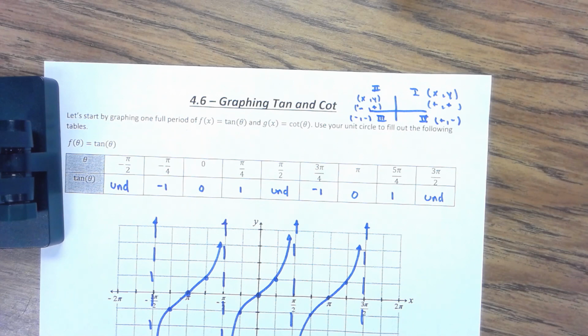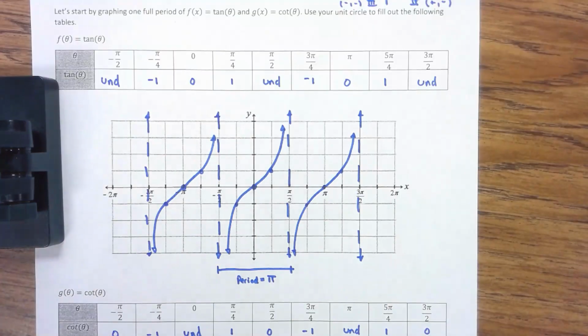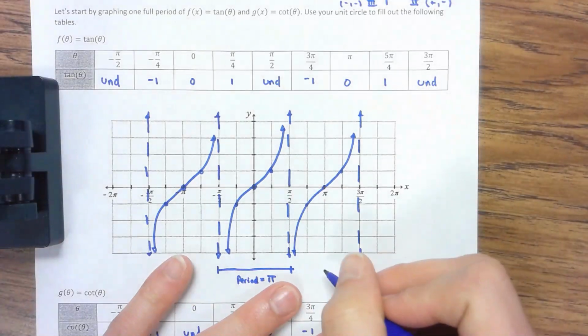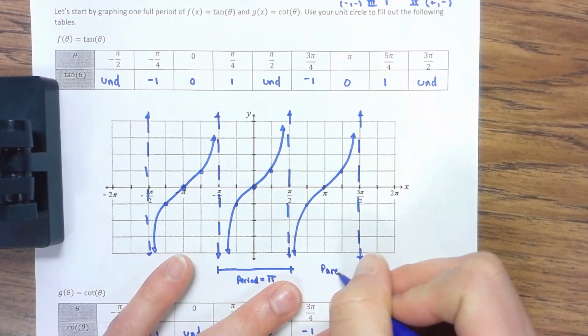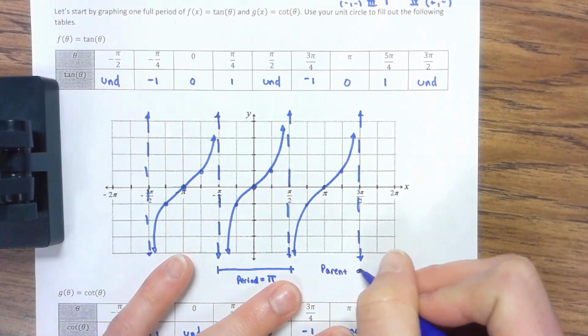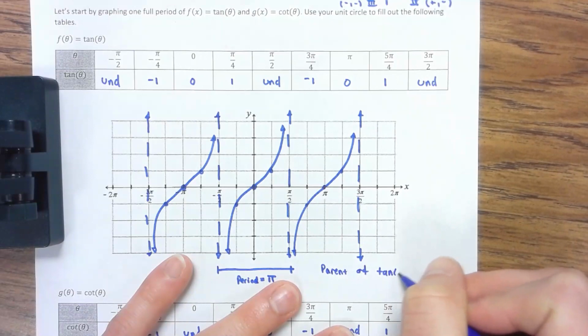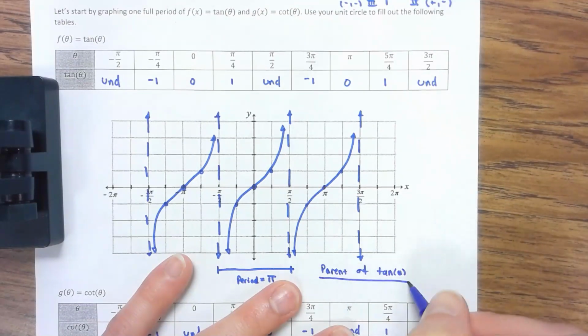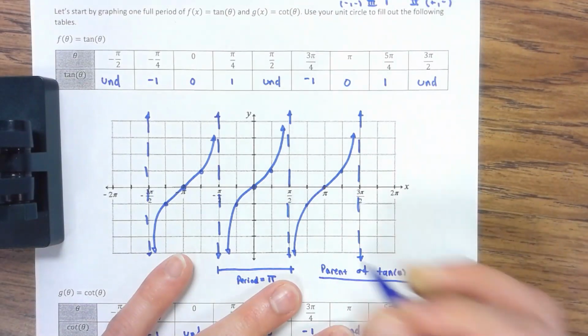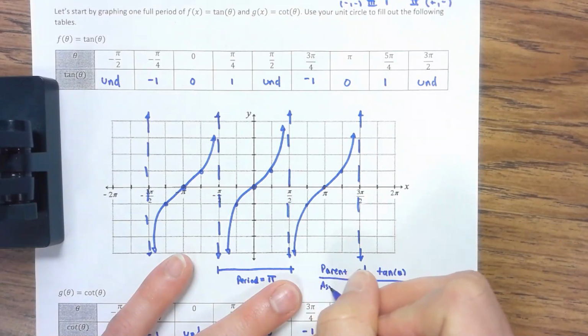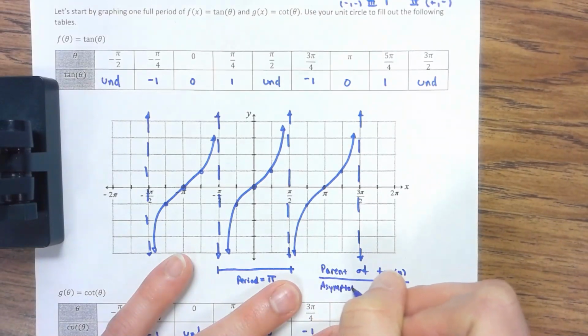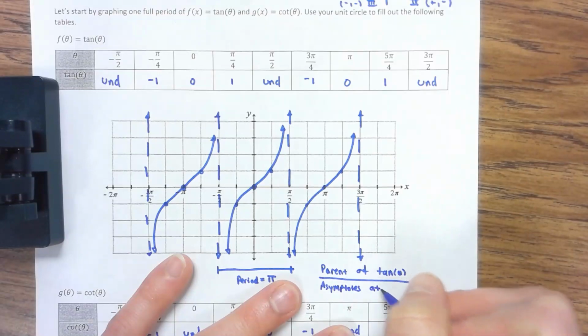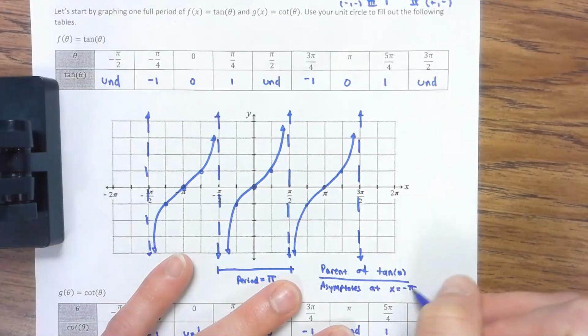Right, now the next thing that I want us to add in here, because we're going to graph these just slightly differently. They have a different shape. The asymptotes are a big focal point here. So I want us to make a note on the side that the parent function, parent of tangent of theta, has starting asymptotes at x equals negative pi over 2 and x equals pi over 2.